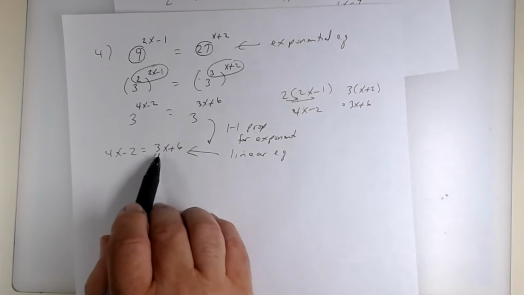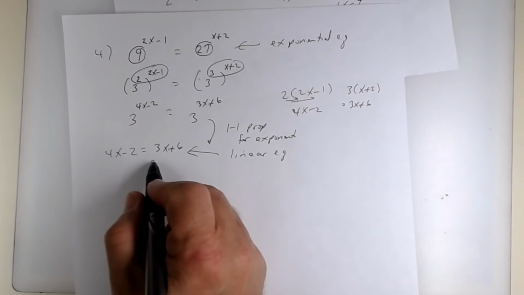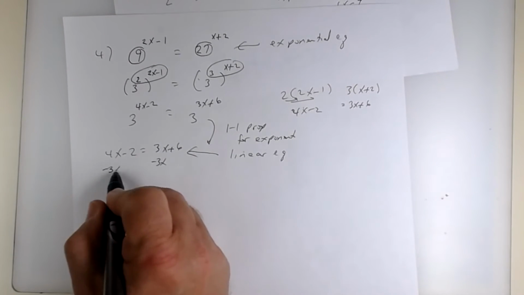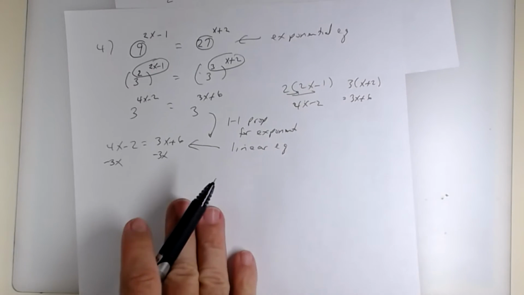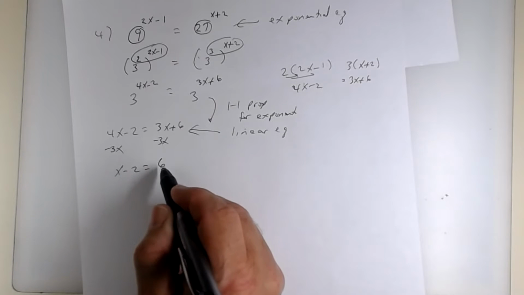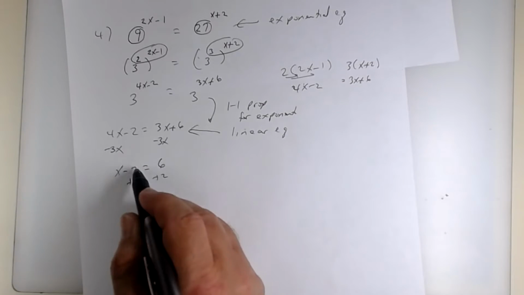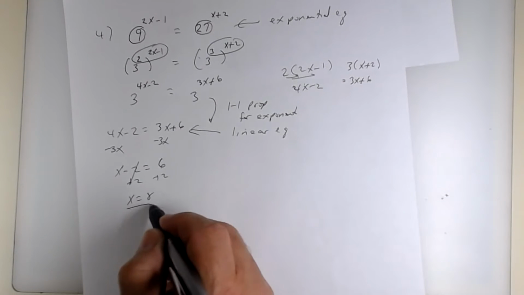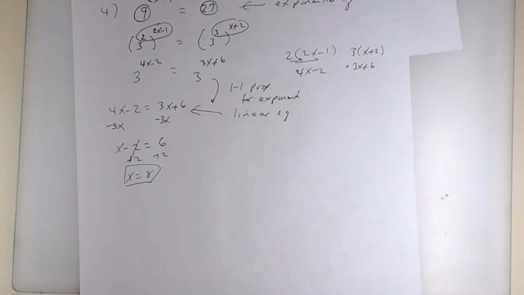Okay, so let's just bring the variables to the left. So I'm going to subtract 3x. So 4x minus 3x is x. I get x minus 2 equal 6. Add 2, what's the answer? X equal 8. That was not awful. Yeah, that wasn't too bad. All right, so all you're doing is just trying to get the bases to be the same. All right, let's look at, let's see.